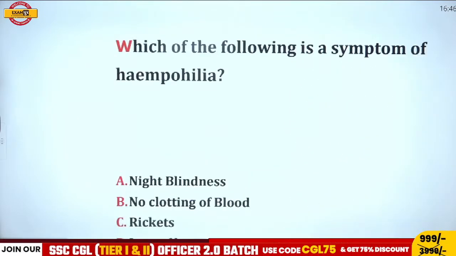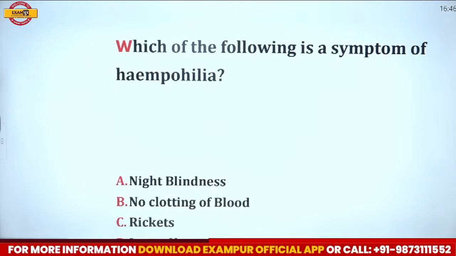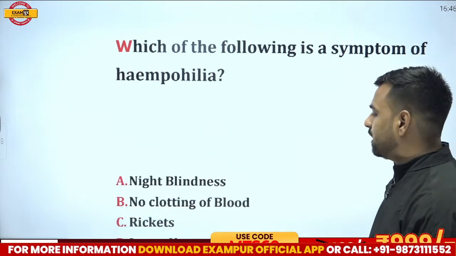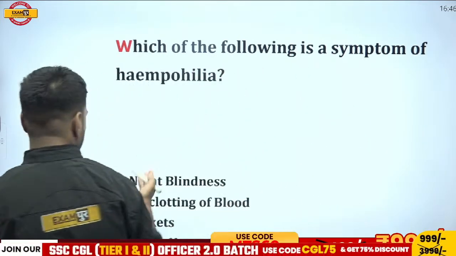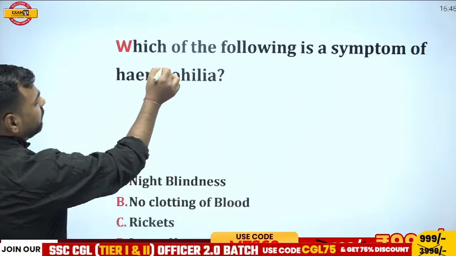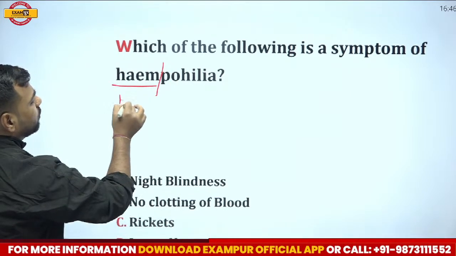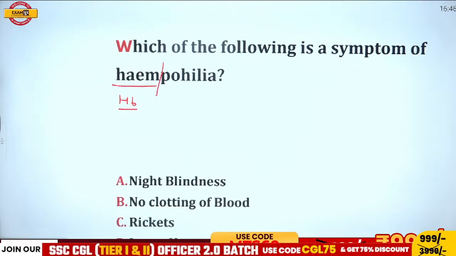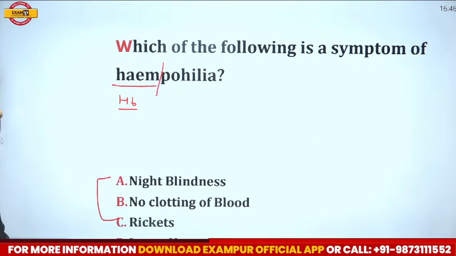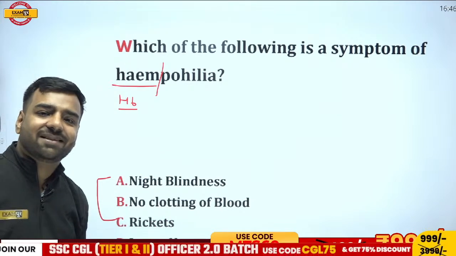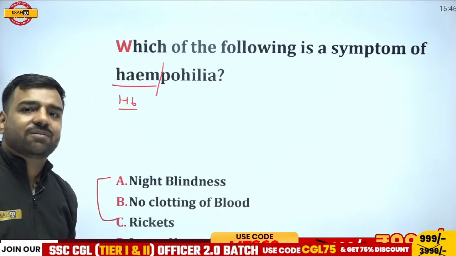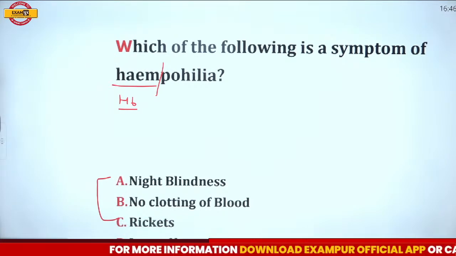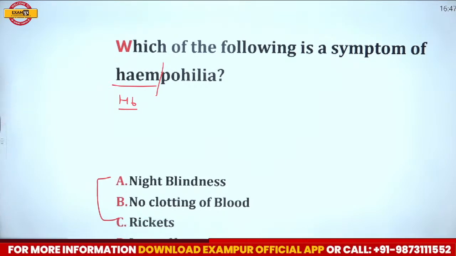Next we have, which of the following is a symptom of hemophilia? You can have a look at the three options itself. Hemophilia, heme, you can relate it with the hemoglobin, right? So just try to have a look at this answer. What do you think? What would be the correct answer? If you want, you can leave the fourth option. Just go with these three options. Out of these three options, you will be getting one correct answer. I have already given you the hint, that is, option D is eliminated. What is the correct answer here? Night blindness, no clotting of blood, or rickets?